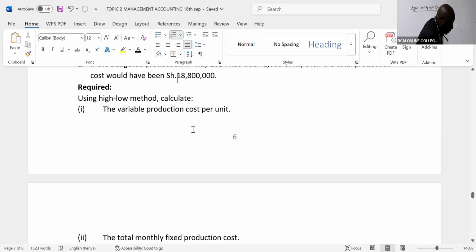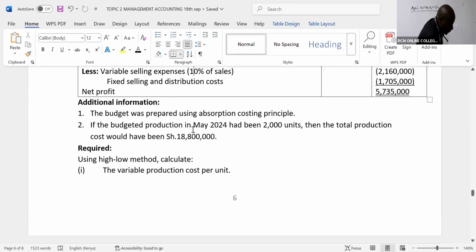So additional information. The budget was prepared using absorption costing principle, just to scare you. You know, Kasneb likes scaring students out of their beautiful skins. If the budgeted production in May 2024 had been 2,000 units, then the total production cost would have been 18,800,000.